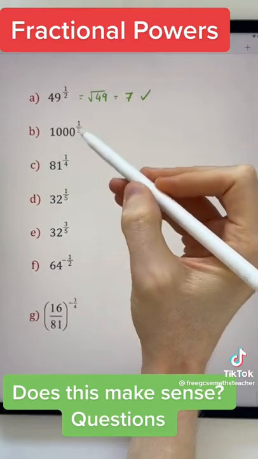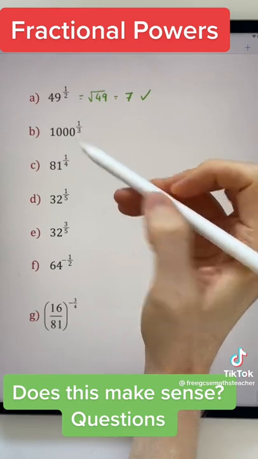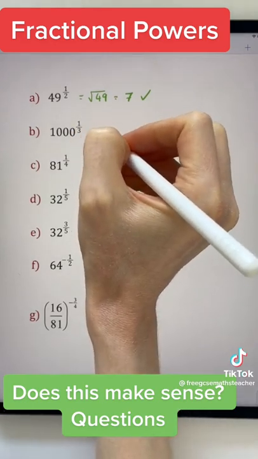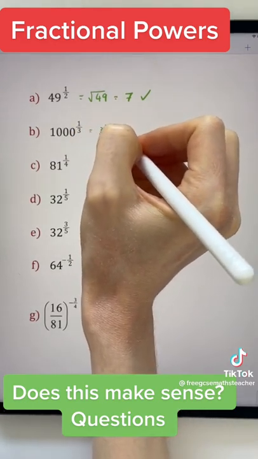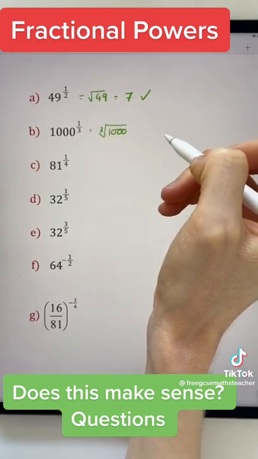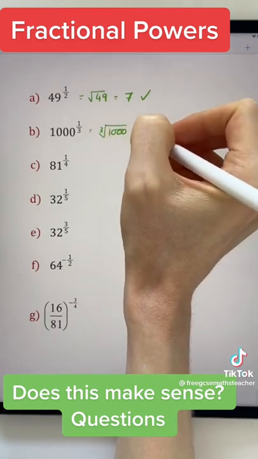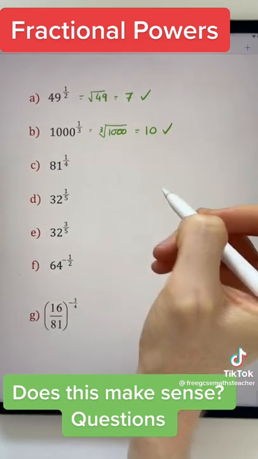Question 2, we have 1,000 raised to the power of a third. A power of a third means the cube root of the base. So in this case, we're doing the cube root of 1,000, i.e. what number times itself three times gives you 1,000, which in this case is 10.